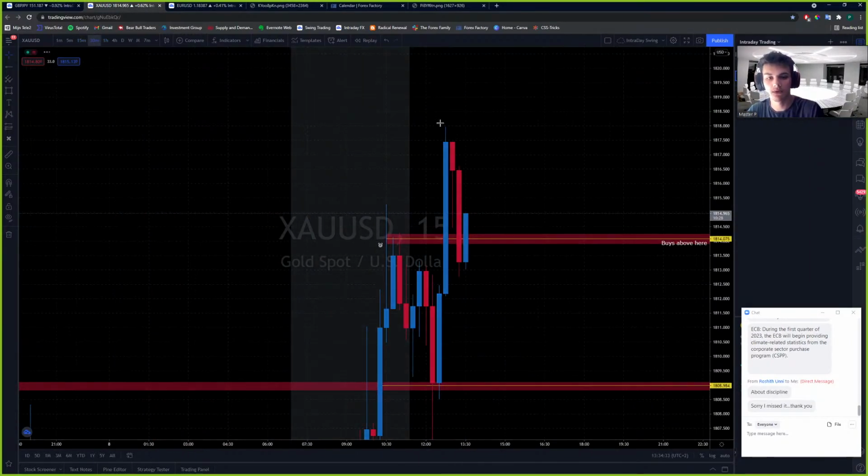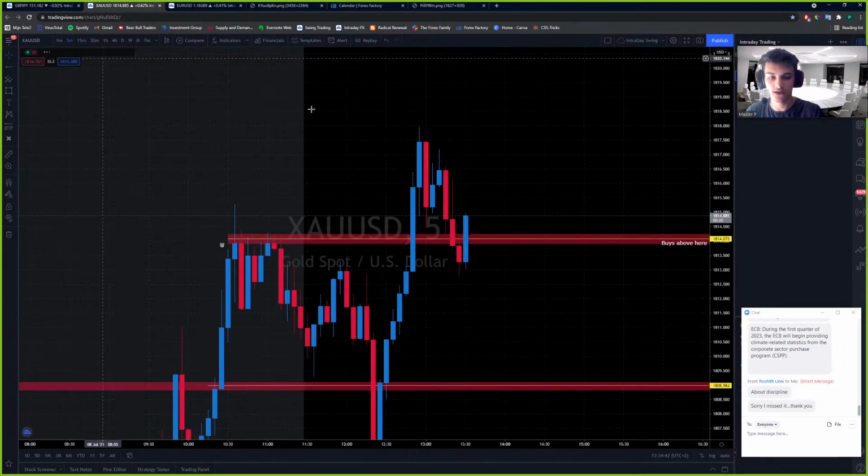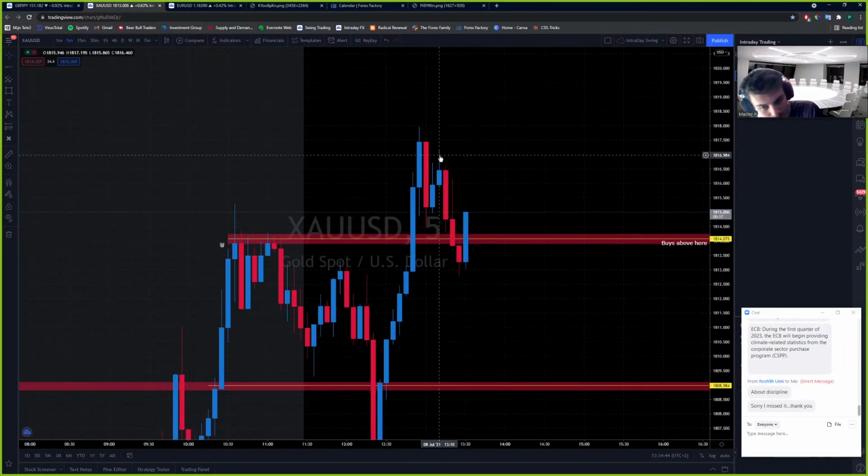But I think at this point it's pretty tricky to wait for the hourly to flip, because where's the stop loss going to be? That's going to be a little tricky to figure out. We're going to have to get very creative with that.